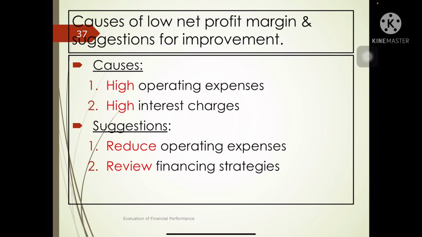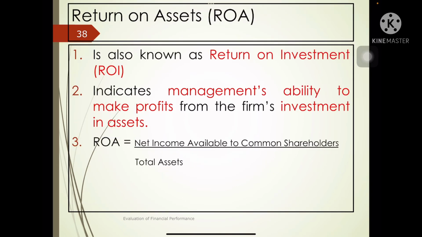Alright, causes of low net profit margin and suggestions for improvement. The reason is that we have high operating expenses and high interest charges. So what we have to do is reduce our operating expenses and review our financing strategies.